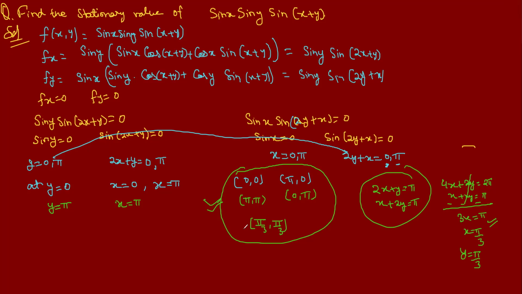2 sin A cos B is sin(A plus B) plus sin(A minus B). Sorry, 2 sin A cos B. Yes, sin(A plus B) plus sin(A minus B).